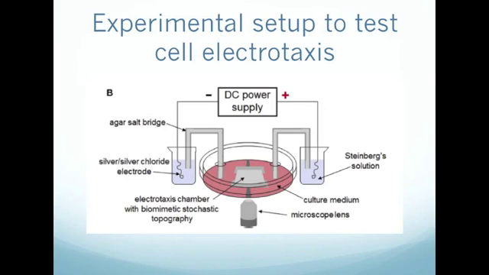This figure presents the experimental setup for the testing of cell migration. There is an electrotaxis chamber with biomimetic stochastic topography placed within a petri dish filled with culture medium. A voltage can then be induced across the medium. A PDMS stopper was first placed on the topography and cells were seated around it. The stopper was then removed in order to simulate an artificial wound.